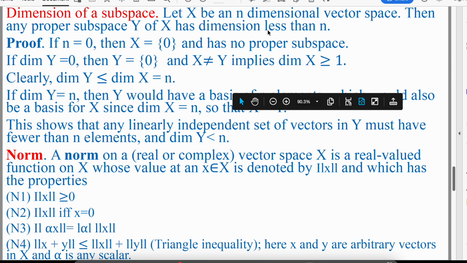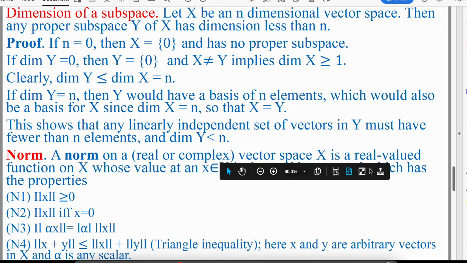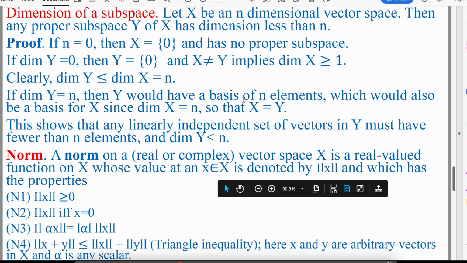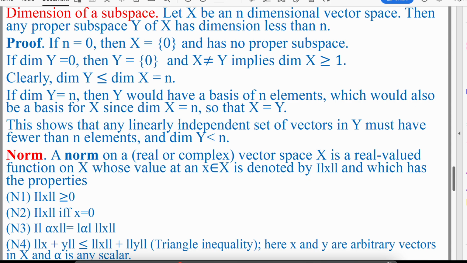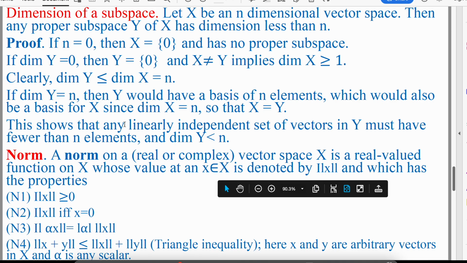If the dimension of Y is equal to n, then Y would have a basis of n elements, which would also be a basis for X, since the dimension of X is equal to n, so that X is equal to Y. So it means any linearly independent set of vectors in Y must have fewer than n elements, or we can say the dimension of Y is less than n.